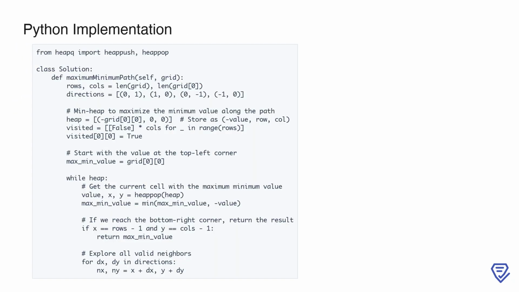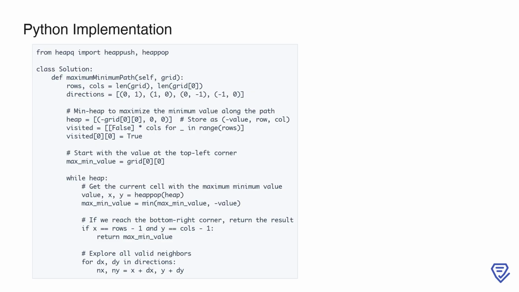To solve the problem of finding the path with the maximum minimum value in a grid, we begin by importing the necessary library heapq for working with a priority queue, or heap. The function maximumMinimumPath is defined within the Solution class, and our input is a 2D grid. First, we determine the dimensions of the grid, rows and cols, and define possible movement directions as (0, 1), (1, 0), (0, -1), (-1, 0), to represent moving right, down, left, and up.